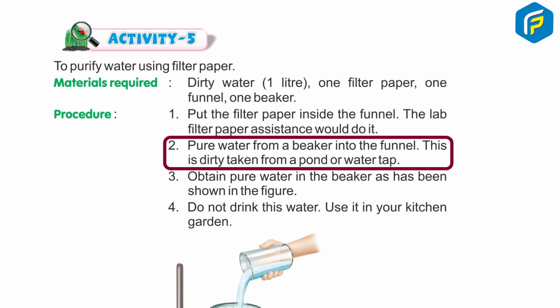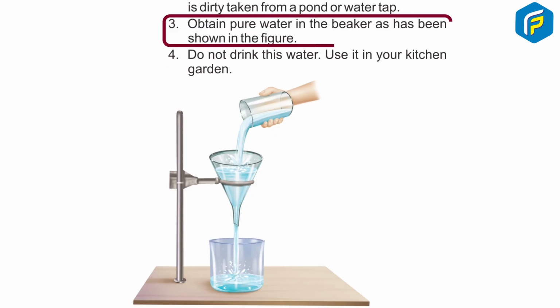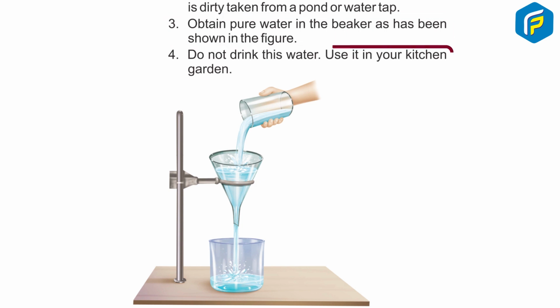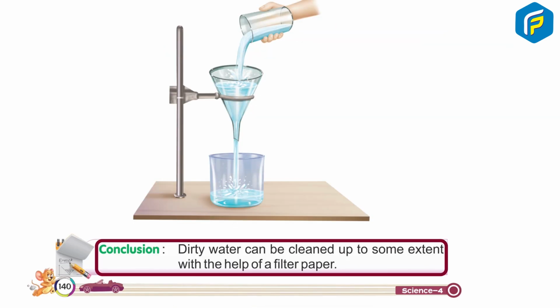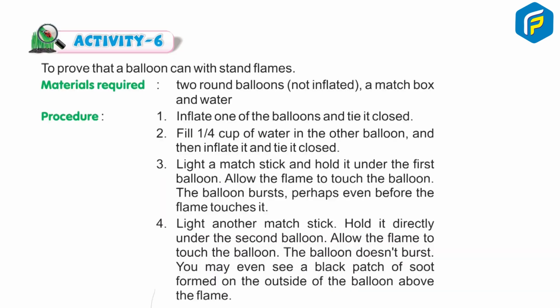2. Pour water from a beaker into the funnel. This is dirty water taken from a pond or water tap. 3. Obtain pure water in the beaker as has been shown in the figure. 4. Do not drink this water. Use it in your kitchen garden. Conclusion: dirty water can be cleaned up to some extent with the help of filter paper.